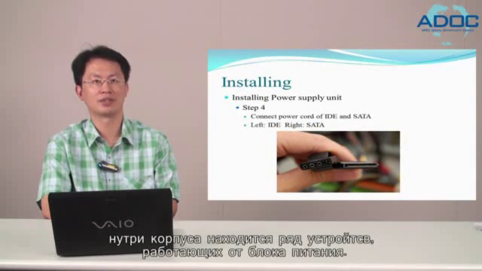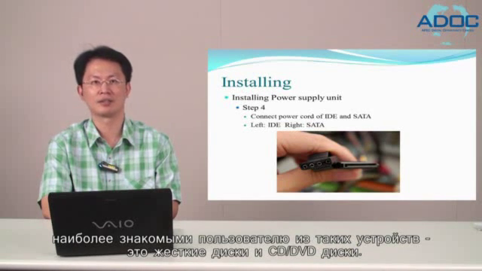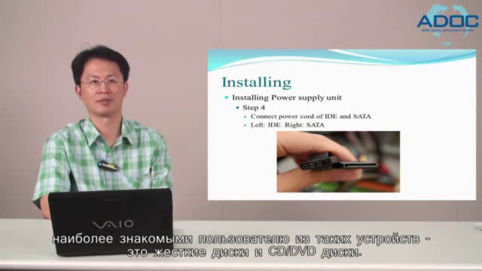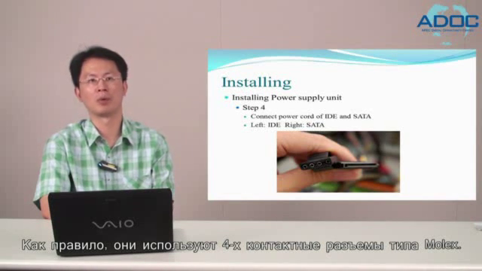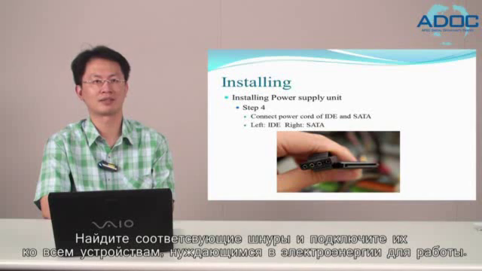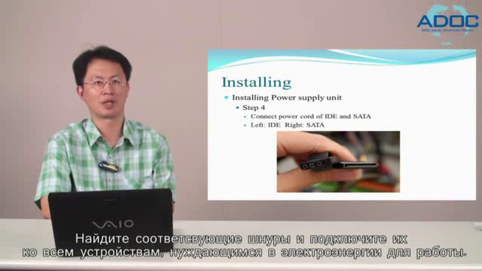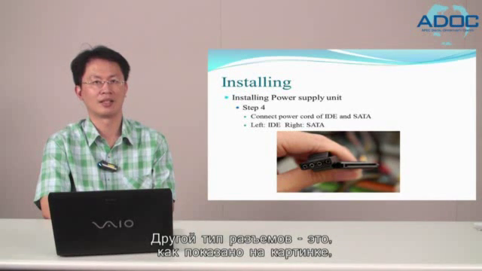A number of items reside within the computer case that require power from the power supply. The most common devices are the various hard drives and CD/DVD drives. Typically, these use the 4-pin Molex style connectors. Locate the appropriate size power leads and plug them into any devices that require power. The other kind of connector is serial ATA, as shown in the picture.